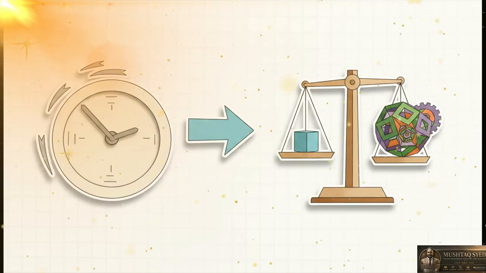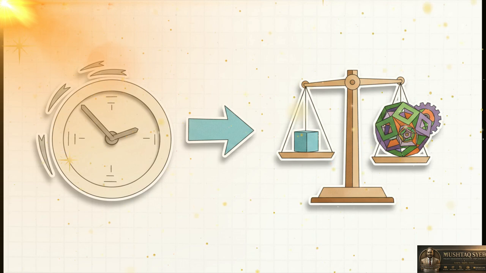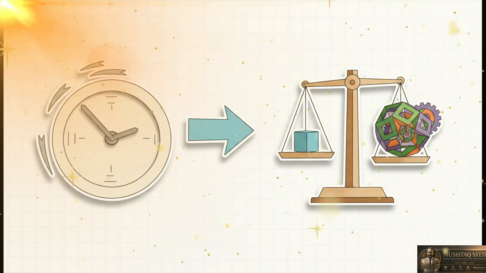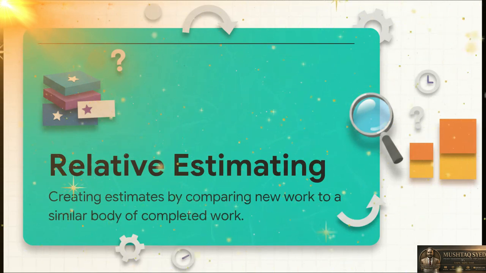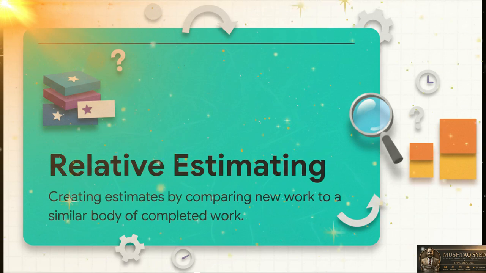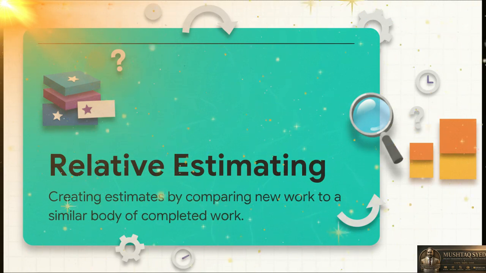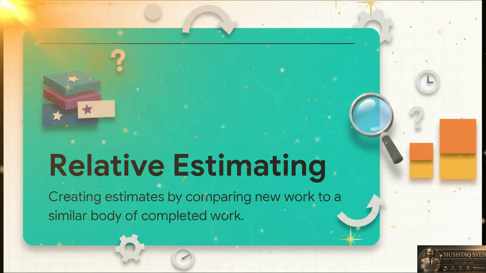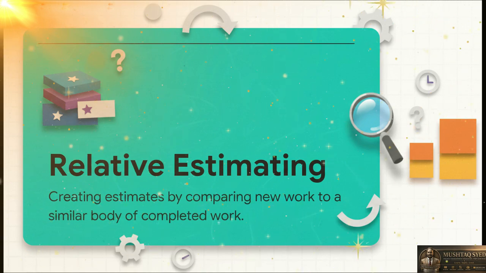And using an adaptive approach requires a huge mental shift. You stop asking, how many hours will this take? Because honestly, you have no idea. Instead, you start asking, how complex is this new thing compared to that old thing we already did? And this is called relative estimating. You're not guessing hours anymore, you're comparing pieces of work. You take something the team has already finished and use it as a baseline. For a new task, you just ask, is it bigger, smaller, or about the same size? This is often measured in things like story points to keep the focus on complexity and effort, not just time.